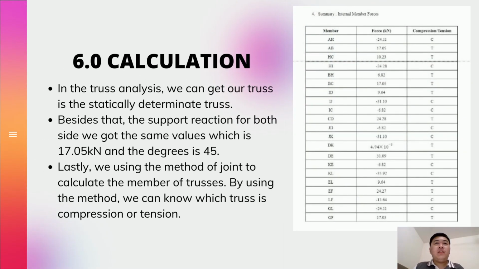Thank you. Also, in the same part, in the truss analysis, we find our truss is a statically determinate truss. Besides that, for the support reaction, both sides got the same value, which is 17.05 kN at 45 degrees. Lastly, we use the method of joints to calculate the truss members. By using this method, we can know which members are in compression or tension.